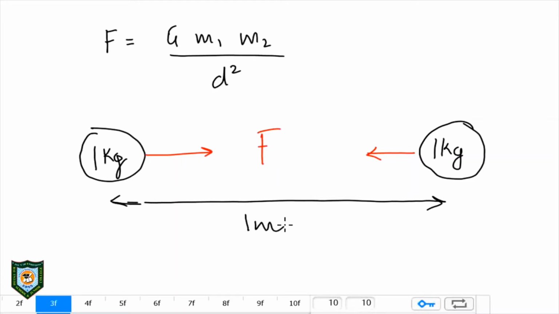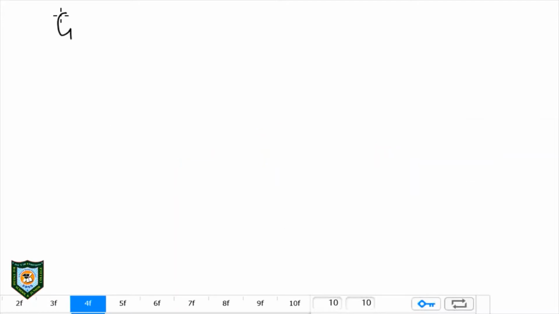The reason we are choosing 1 kg values is because the values that will come out for capital G and capital F are going to be much simpler. That is why we chose 1 kg values, because they are easy for calculations. Once this experiment was performed, the value for capital G comes out as 6.67 into 10 to the power minus 11. Now, there is some SI unit that is involved here.